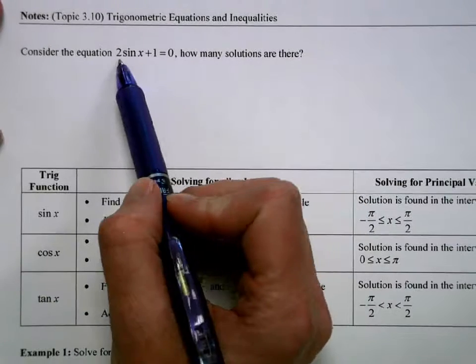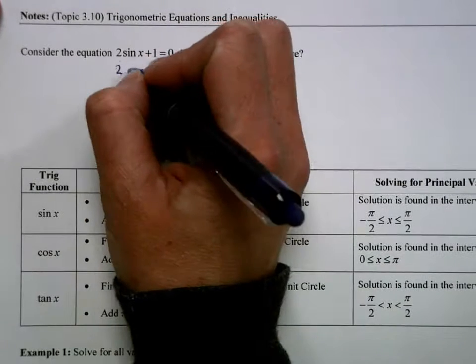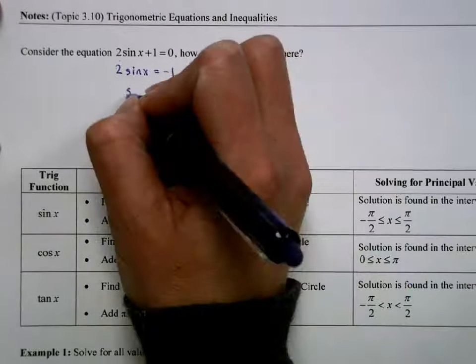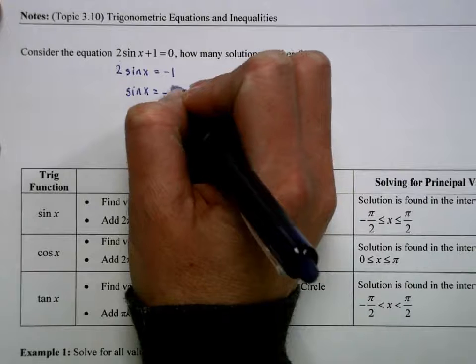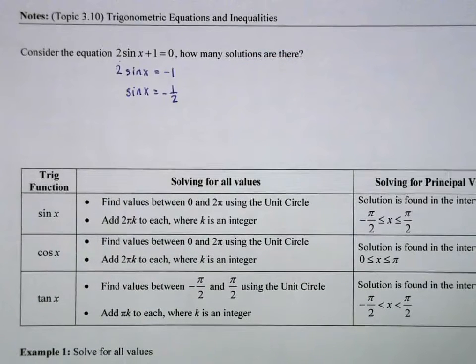So if I'm talking about the equation 2 sine x plus 1 equals 0, Algebra 1 style, we're going to subtract 1 from both sides. Then we're going to divide by 2. Now at this step, you can do the sine inverse, but I'm not going to do that, because what this equation is saying is: where is sine of x equal to negative 1/2? So I'm going to talk about a couple different cases.